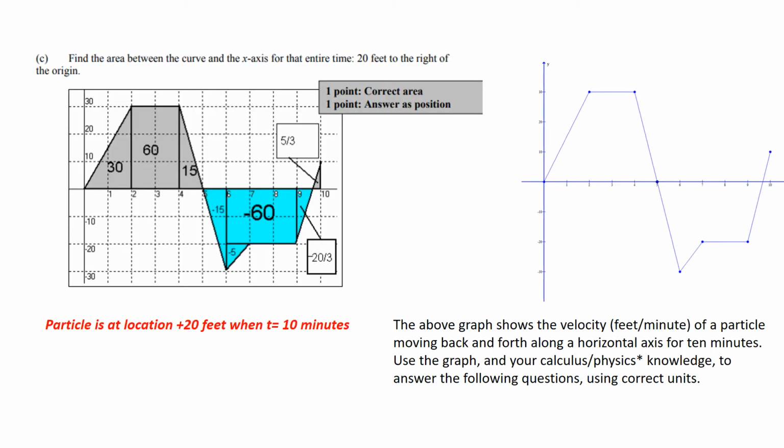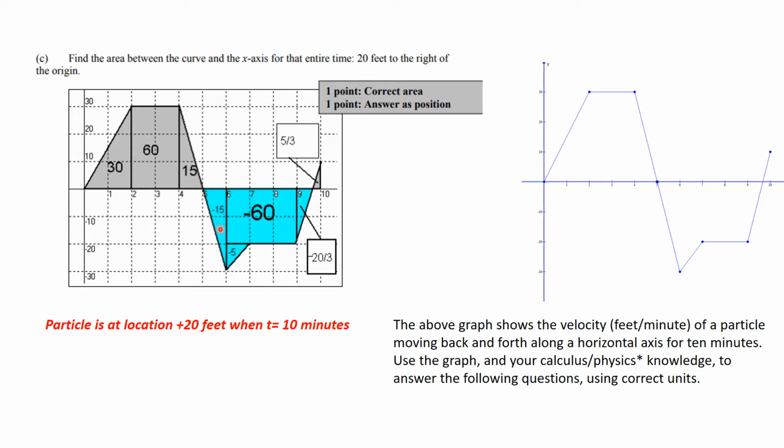Number 3, you were to try to figure out where did the particle end up at time t equal 10 minutes. And you had to realize that the area under the curve was an important factor here, because the area under the velocity time curve is going to be distance. And so we traveled 30 units here, 60 units here, and 15 units there. And that was all in the positive direction. That got us to 105.